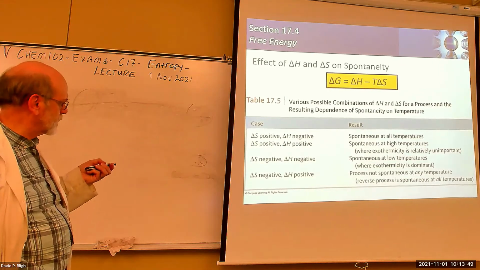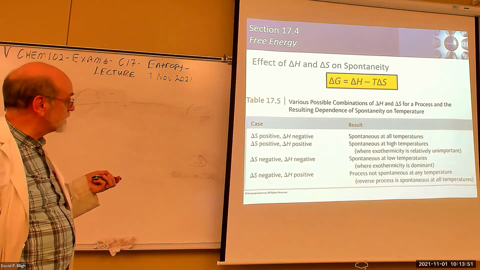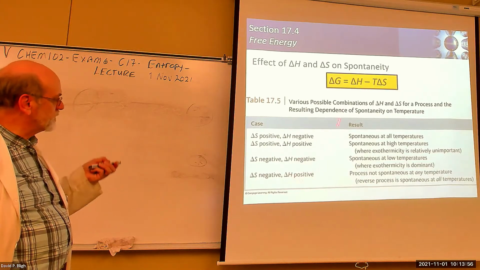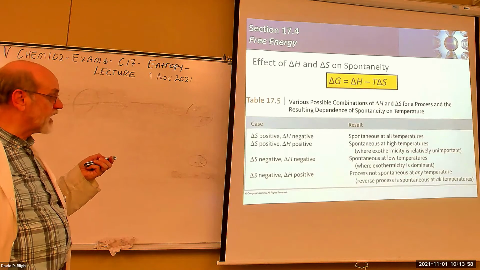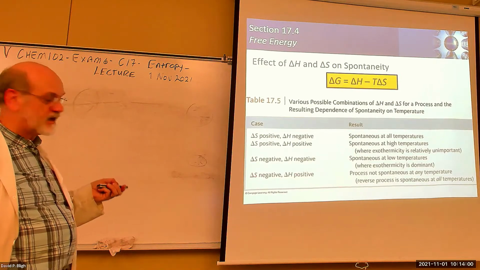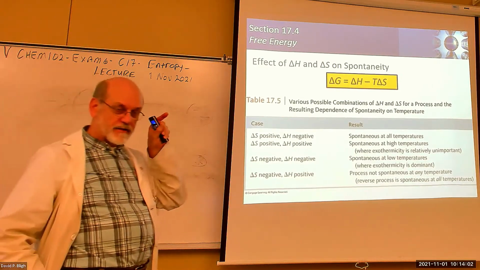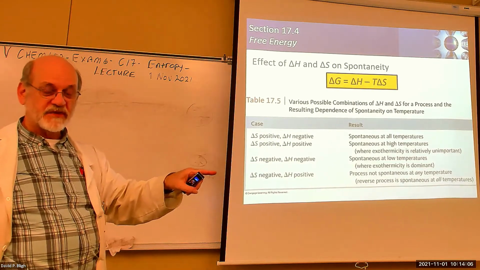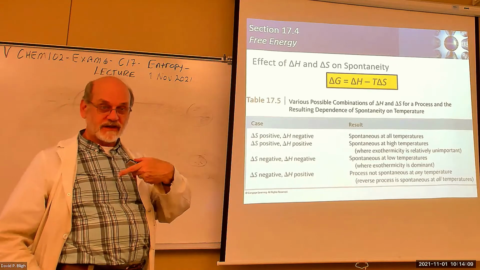Let's go down here to the other end. If delta S is negative, that means this term is positive, and delta H is positive, so that term is positive. Delta G is positive. So this process in the forward direction is non-spontaneous. But that also tells us that in the reverse direction, it is spontaneous.